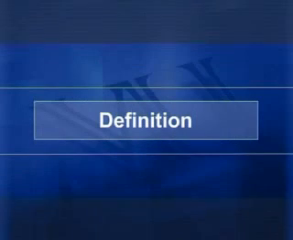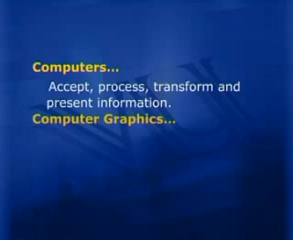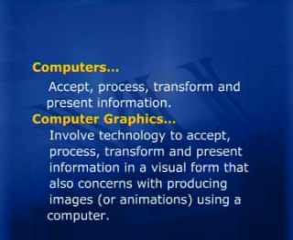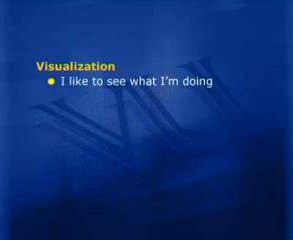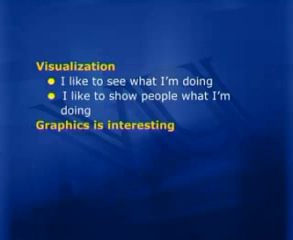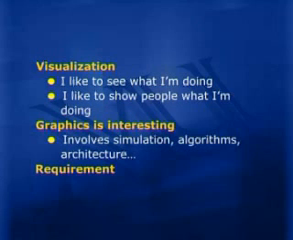Coming to the subject of computer graphics, let's start by defining computers and computer graphics. You have made yourself pretty much comfortable with the definition of computers. You have been working with them for quite some time now. They accept, process, transform, and present information. Whereas computer graphics involves technology to accept, process, transform, and present information in a visual form. It also concerns producing images or animations using a computer. In short, we can say that computer graphics is all about computer-generated images and animations.